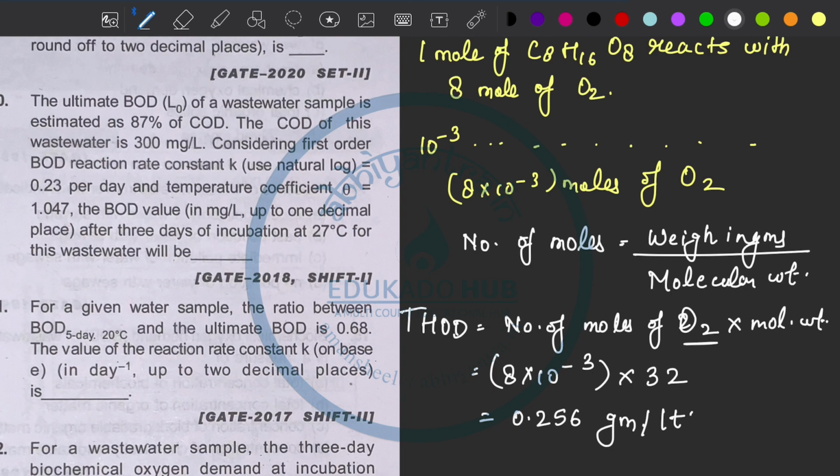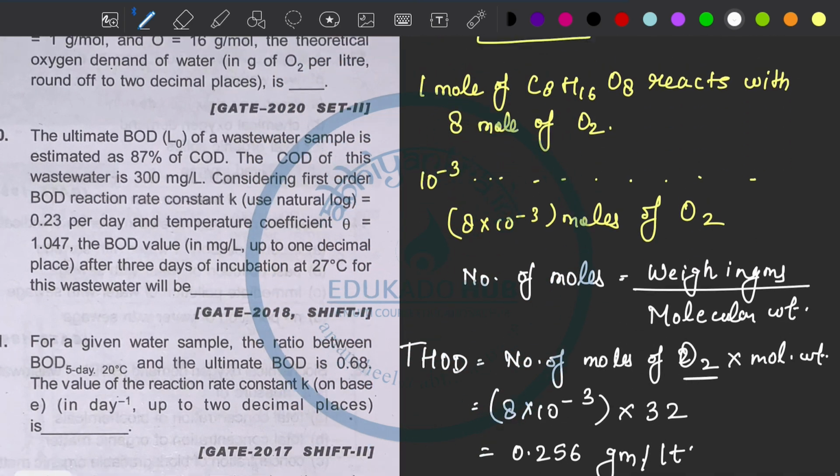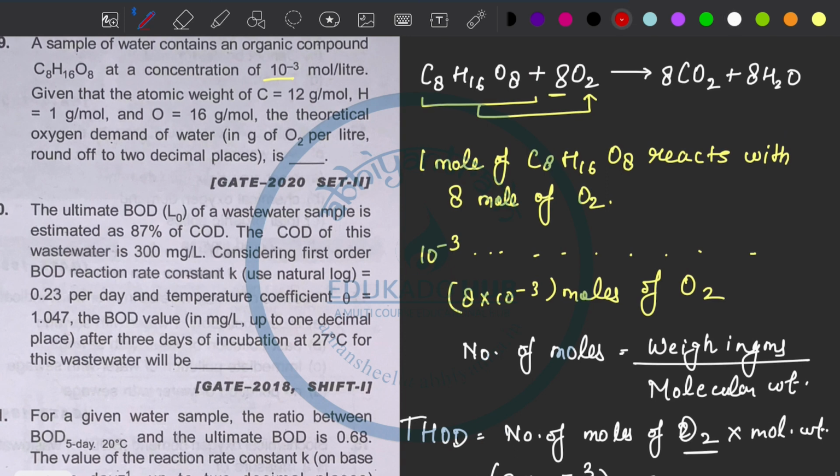So the answer will be 0.256 grams per liter. They want it in grams per liter, and we have given it in grams per liter.